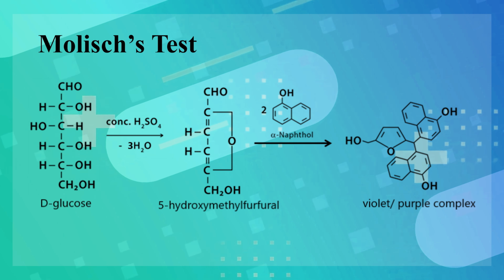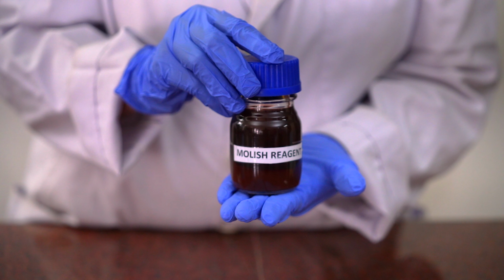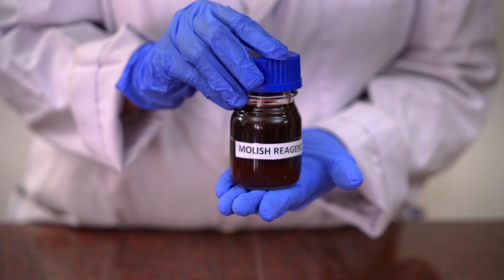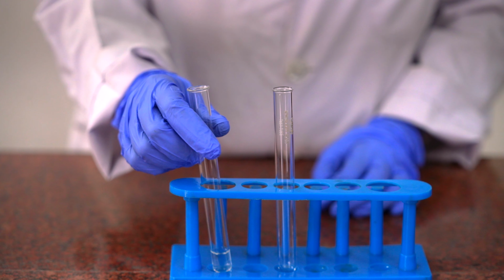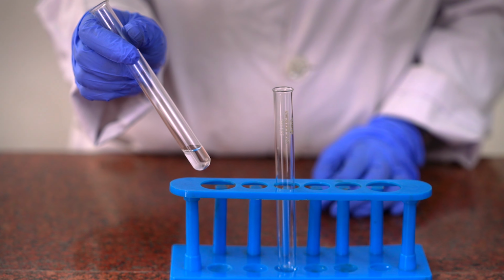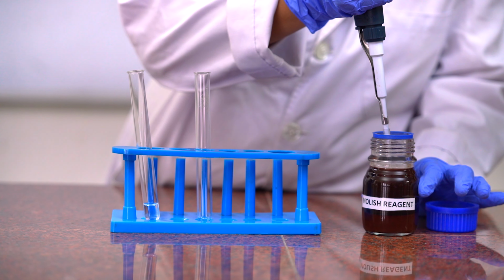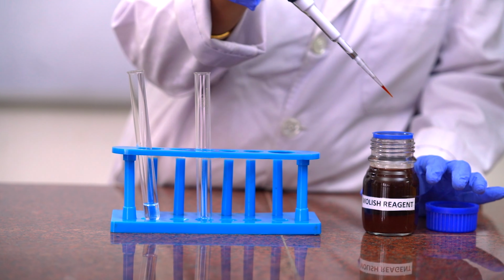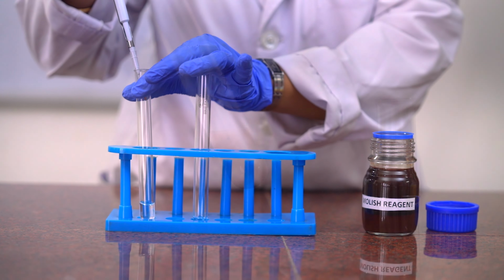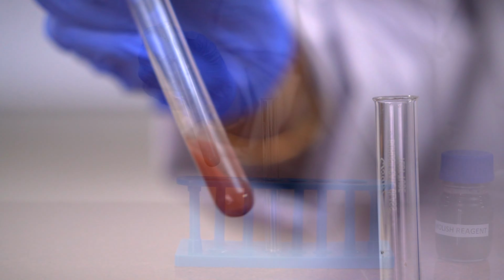First we are going for Molisch test. So this is Molisch reagent. Now we will take 2 ml of test solution and we will add 500 microliter of Molisch reagent to it, and we will mix well.